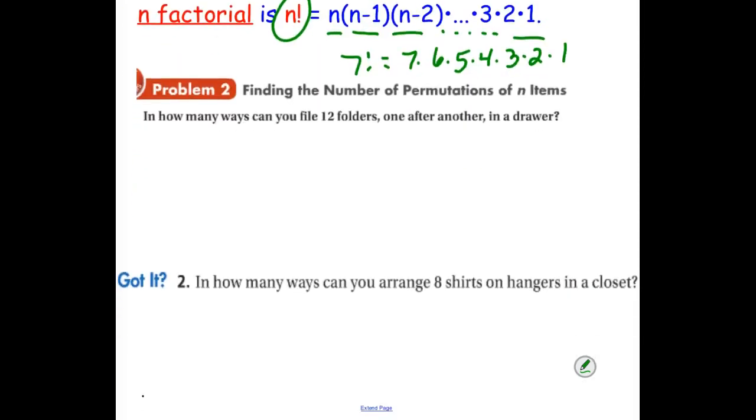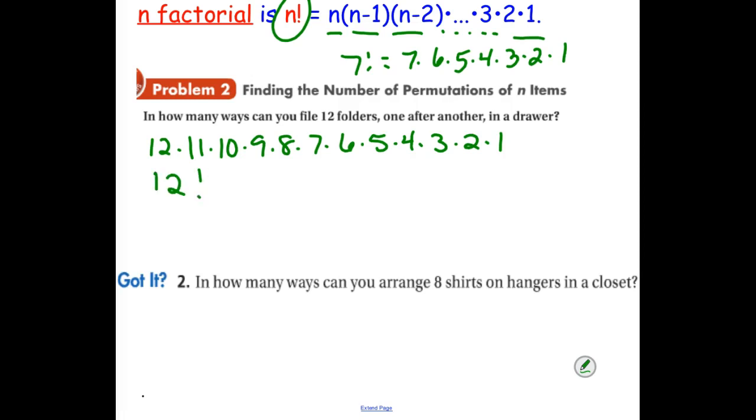It says, in how many ways can you file 12 folders, one after another, in a drawer? How many different ways can I put those 12 file folders? So, how many options do I have for the first folder? 12. As soon as I place one, now I'm down to 11. When I put that one in, now I only have 10 to choose from. Does that make sense? Now, we typically wouldn't write that all out because it takes a long time. We would write it as 12 factorial.